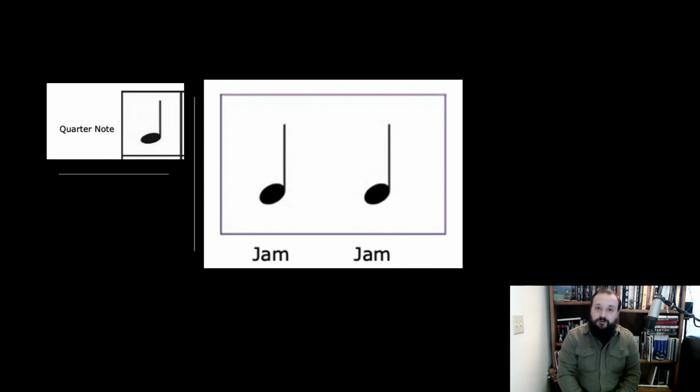So our quarter note, remember, is one clap, and we call it jam. We say jam, and when we clap it, we go jam. One more time, jam. Okay, can you do that with me? Here we go. Jam. One more time, jam. Good. So we have our jam, right? Our quarter note, our jam. That was one of the notes we learned last time.